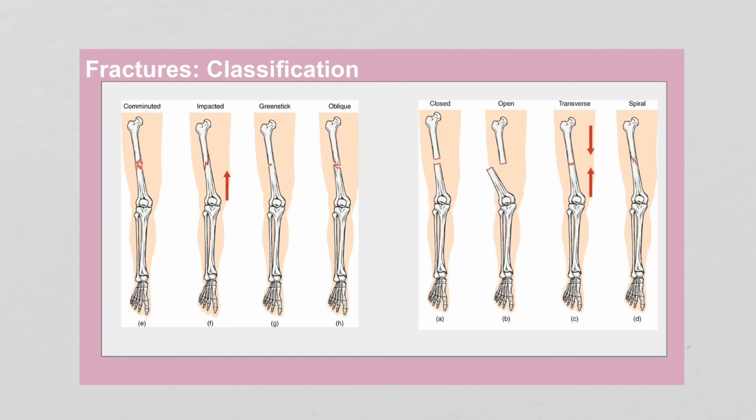We have comminuted fractures where there's a lot of little small bone fragments. We have impacted fractures where the pressure and force has gone up. We have a little greenstick fracture, which is almost like a splinter of bone has broken away. And then we have the oblique fracture where it's on an oblique line.